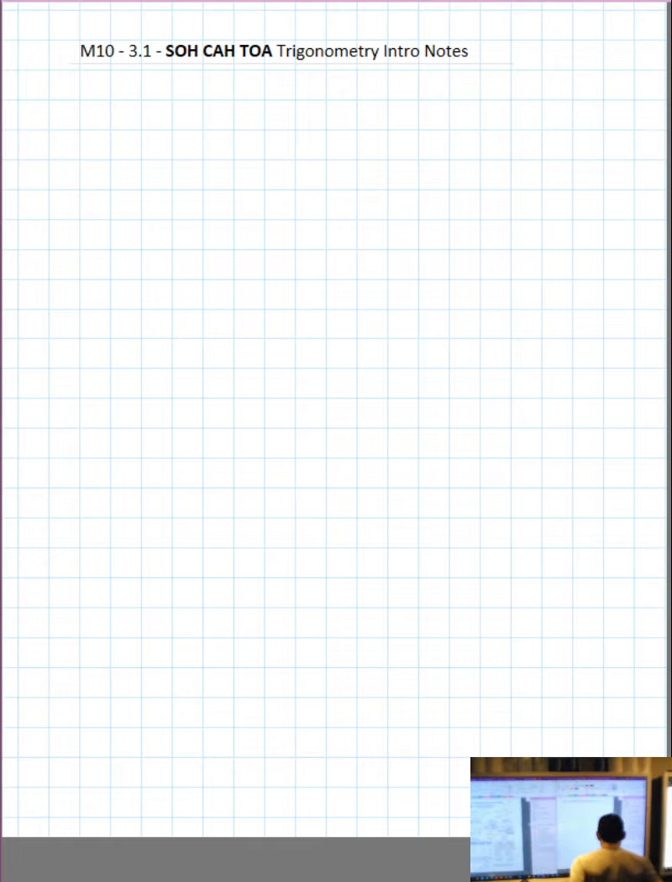Okay, let's take a look at some SOHCAHTOA trigonometry intro notes. So, read the notes, print off the notes, whatever. Let's draw a triangle with a right angle. And let's identify an angle theta.